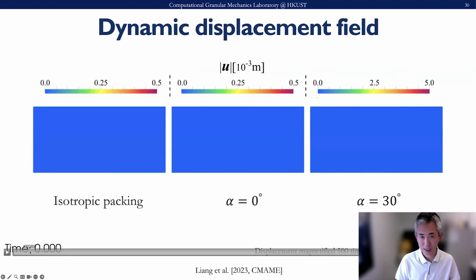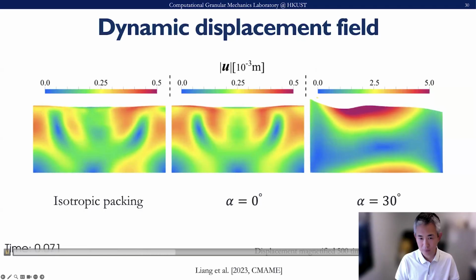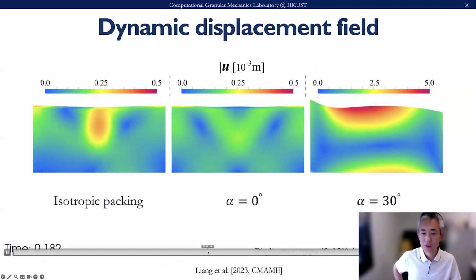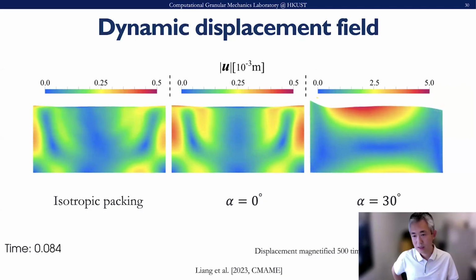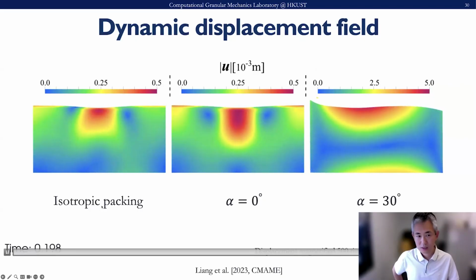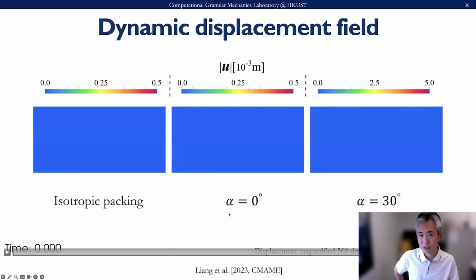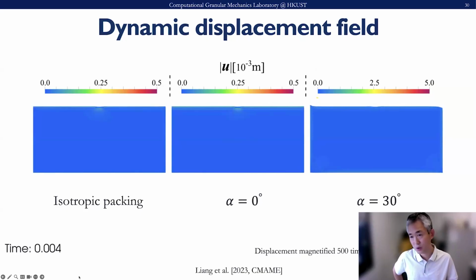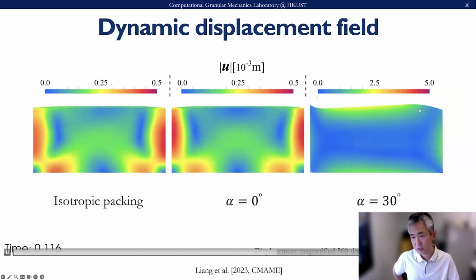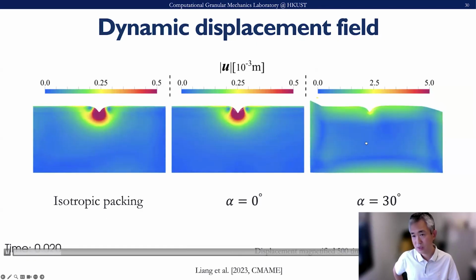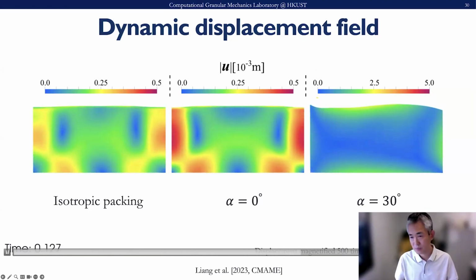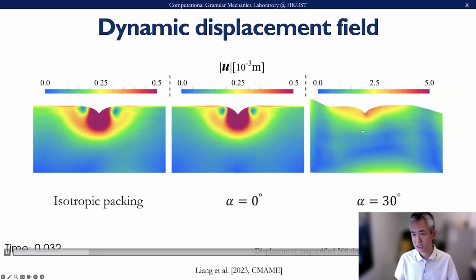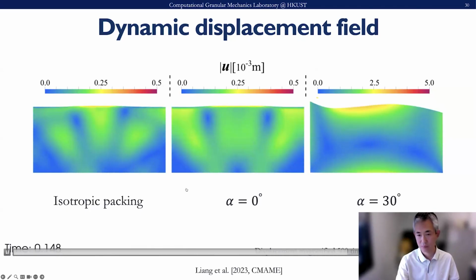These are the dynamic displacement fields for the three cases. Left is isotropic packing, middle is horizontal bedding, and right is 30 degrees. For the left and the middle, more or less, we see that the dynamic response is symmetric. But for the right, because there's a strong anisotropic bedding plane at 30 degrees in this direction, the dynamic displacement is no longer symmetric after the punching.